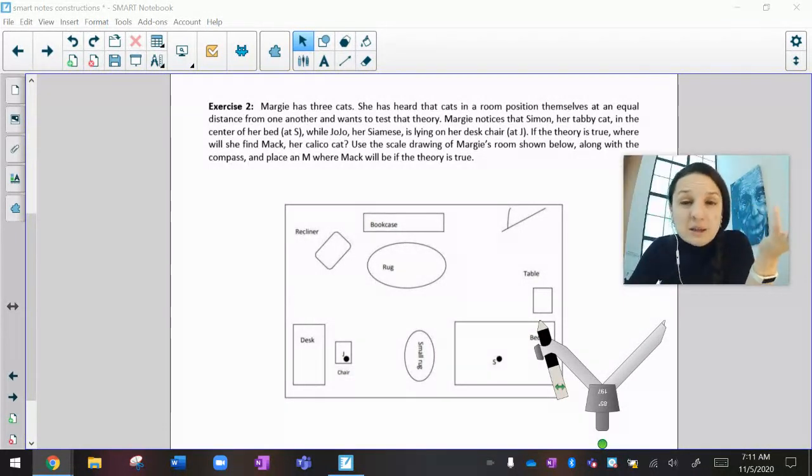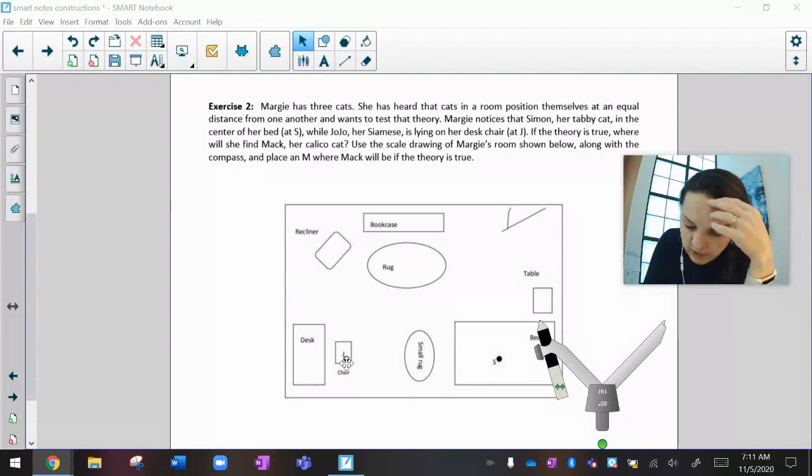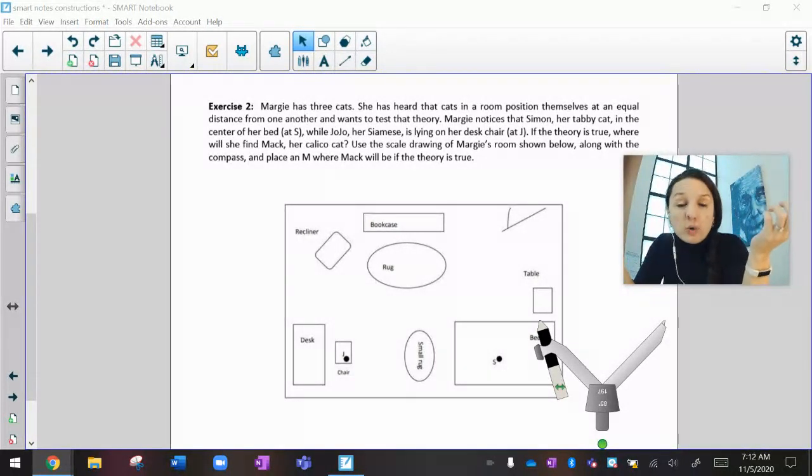They are either sitting on top of one another or just messing with the other one by batting its tail. They don't stay far apart. But I digress. So she thinks that they stay the same distance from one another, and she wants to test the theory. She's got a cat. Let's see, Jojo sitting over here on the chair, and Simon is over here on the bed. She wants to know, where is Mac, her calico cat?